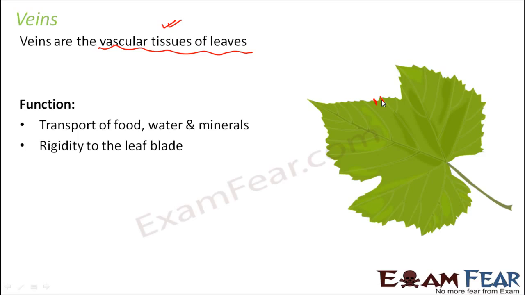Had there been no veins or veinlets, the leaf blade would not at all have been rigid. It would have been very thin, and even if a little bit of wind blows, it would have been damaged. So these veins and veinlets also provide rigidity to the leaf blade. Again, as you see, both of them are very important functions which are performed by these veins.